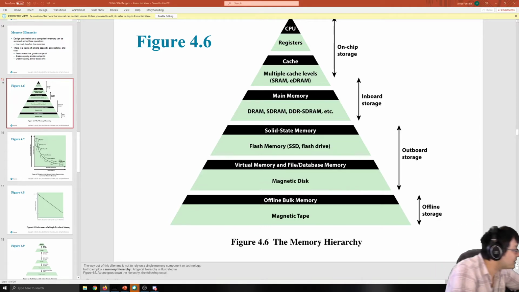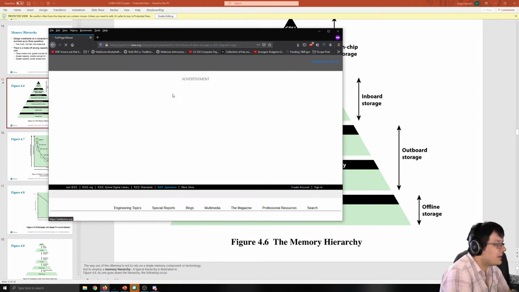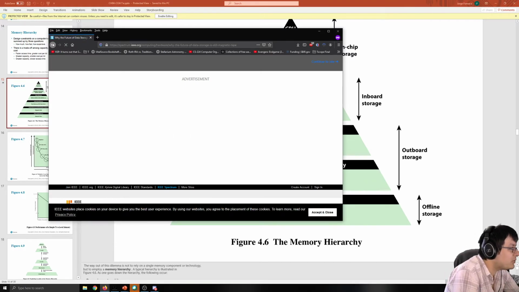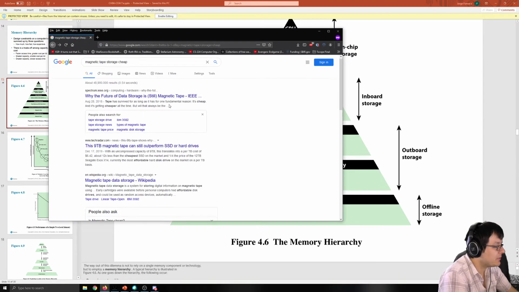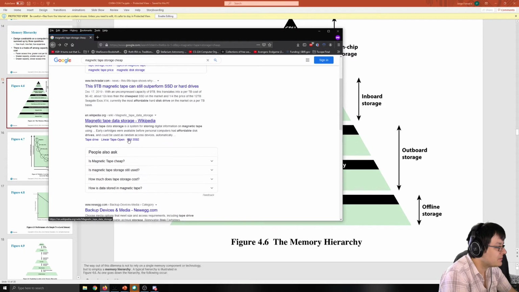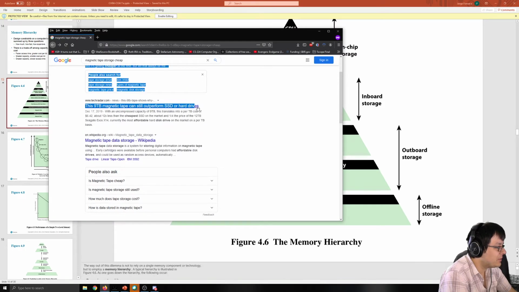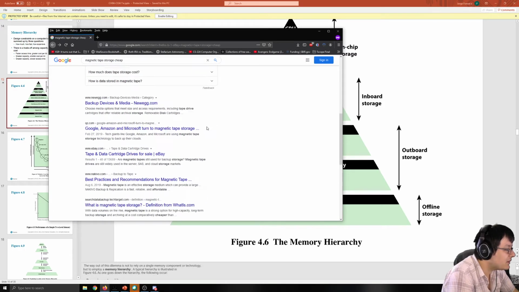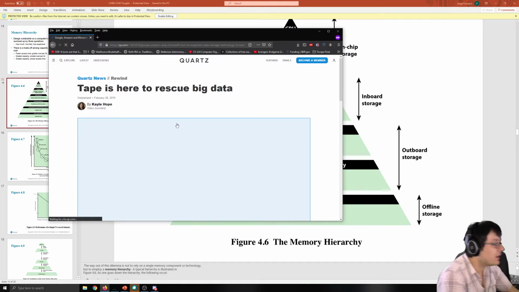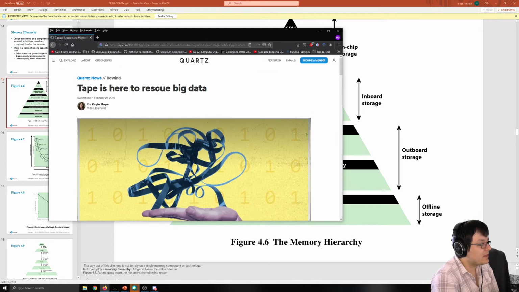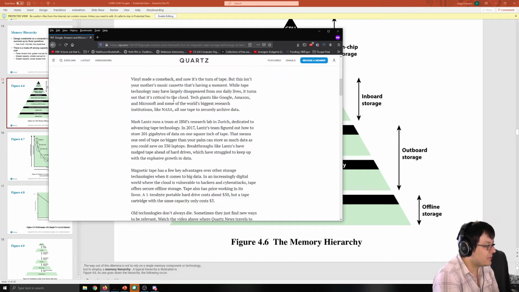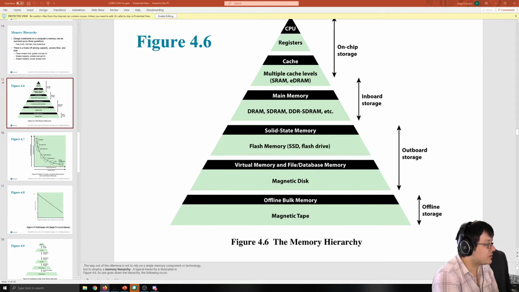Let's see, quick Google and see if we can find one. Magnetic tape storage cheap. Here's a paper that says why the future of data storage is still magnetic tape. Ignore these people, they're crazy probably. Here we go. Yeah, tape is here to rescue big data, so like I said, there's still tons of it out there, so it's better than throwing it away.